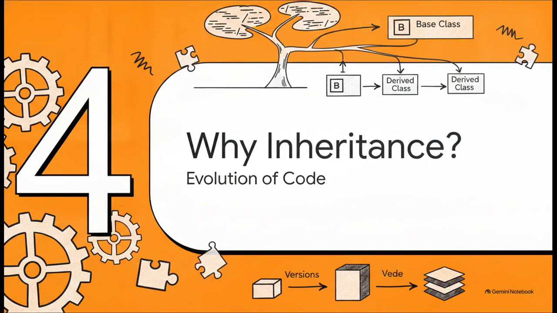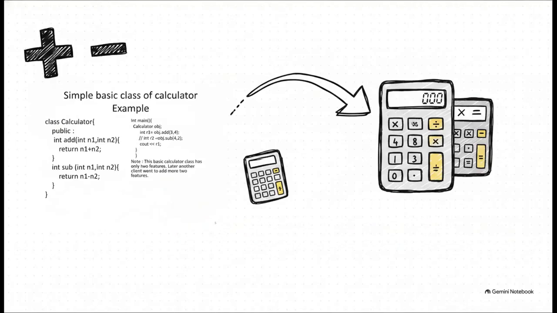Moving to section 4, why we need inheritance, the evolution of code. So why do we actually need this feature? Imagine you've been hired to write a brand new software system. You start with a basic calculator class, featuring just simple addition and subtraction methods. It works perfectly. Everyone is happy.